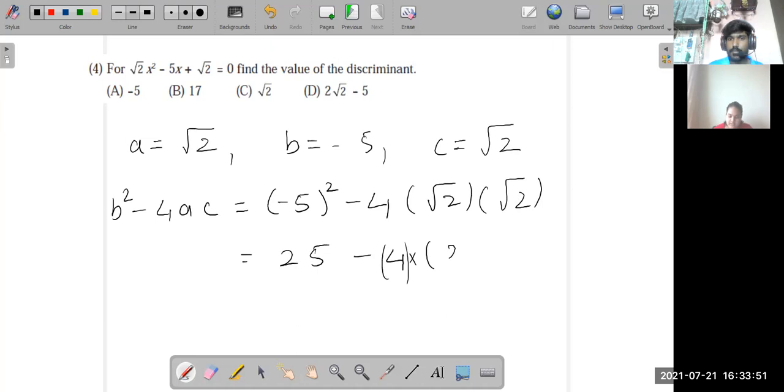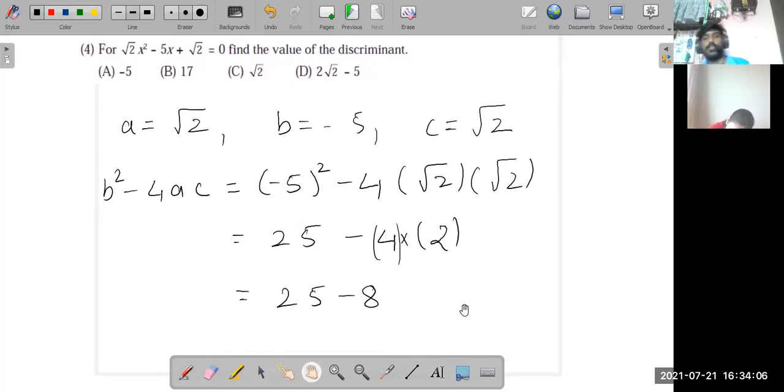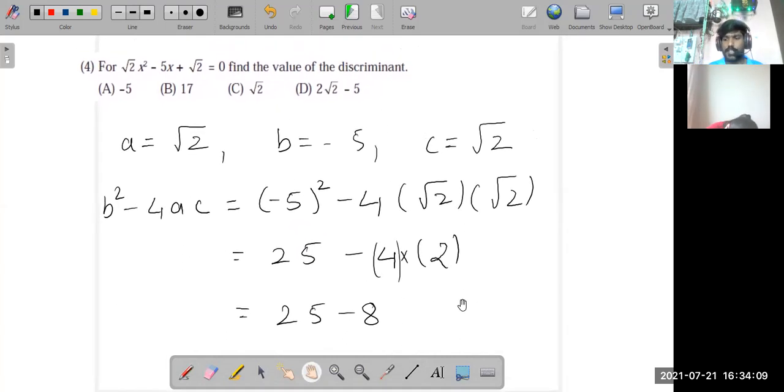I've reached till 25 equals to 8. 25, okay, 25 minus 8. Yeah, sorry, 25 minus 8. No, don't put equal to 0, because they are not telling us whether it is real and equal, no? 25 minus 8 is 70. So B is the correct option. But it is minus 25, no, sorry. 17. Okay, sorry, 17.